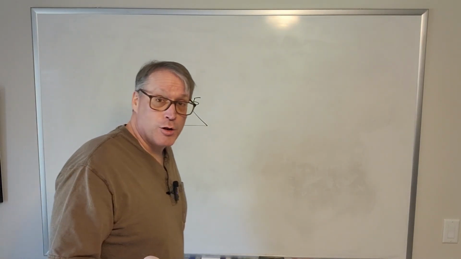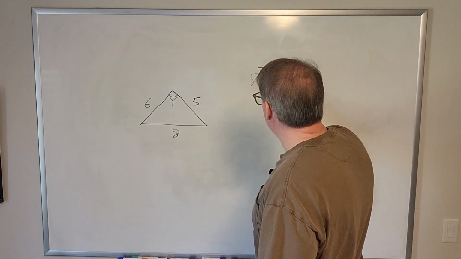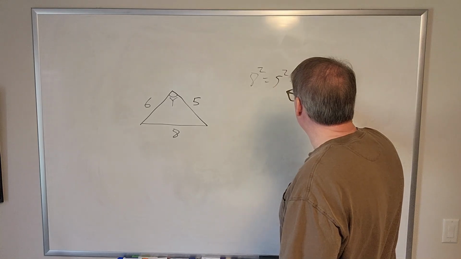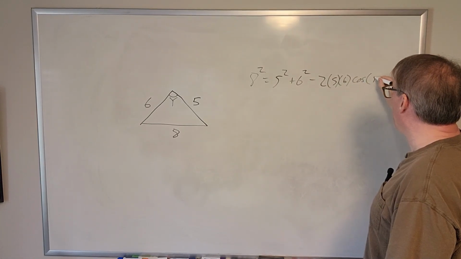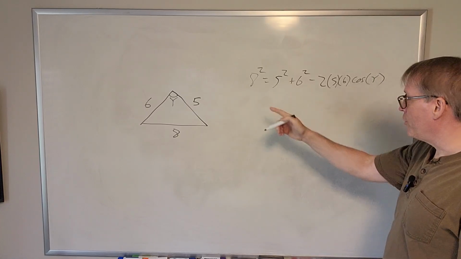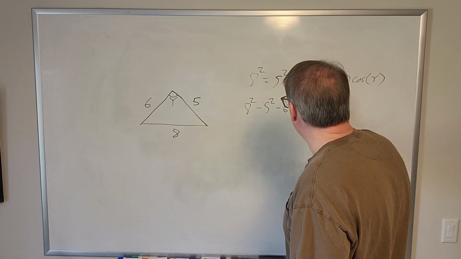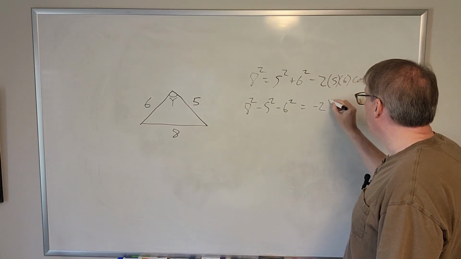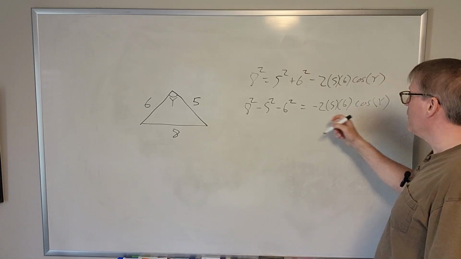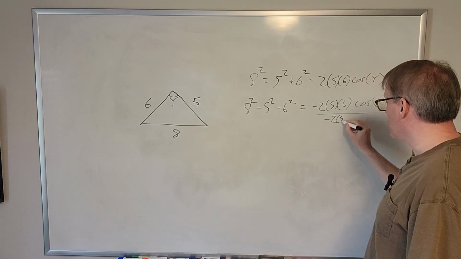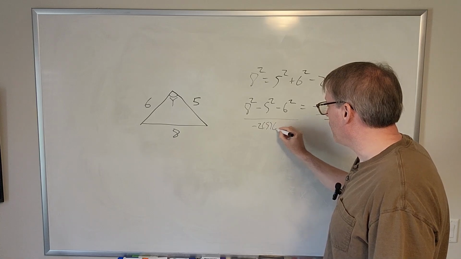All right, we set up the law of cosines formula. We want to see this angle, so this is going to be our C over here. 8 squared equals 5 squared plus 6 squared minus 2 times 5 times 6 times the cosine of Y. Then start putting everything on the other side. You have 8 squared minus 5 squared minus 6 squared equals minus 2 times 5 times 6 times the cosine of Y. Divide both sides by minus 2 times 5 times 6.